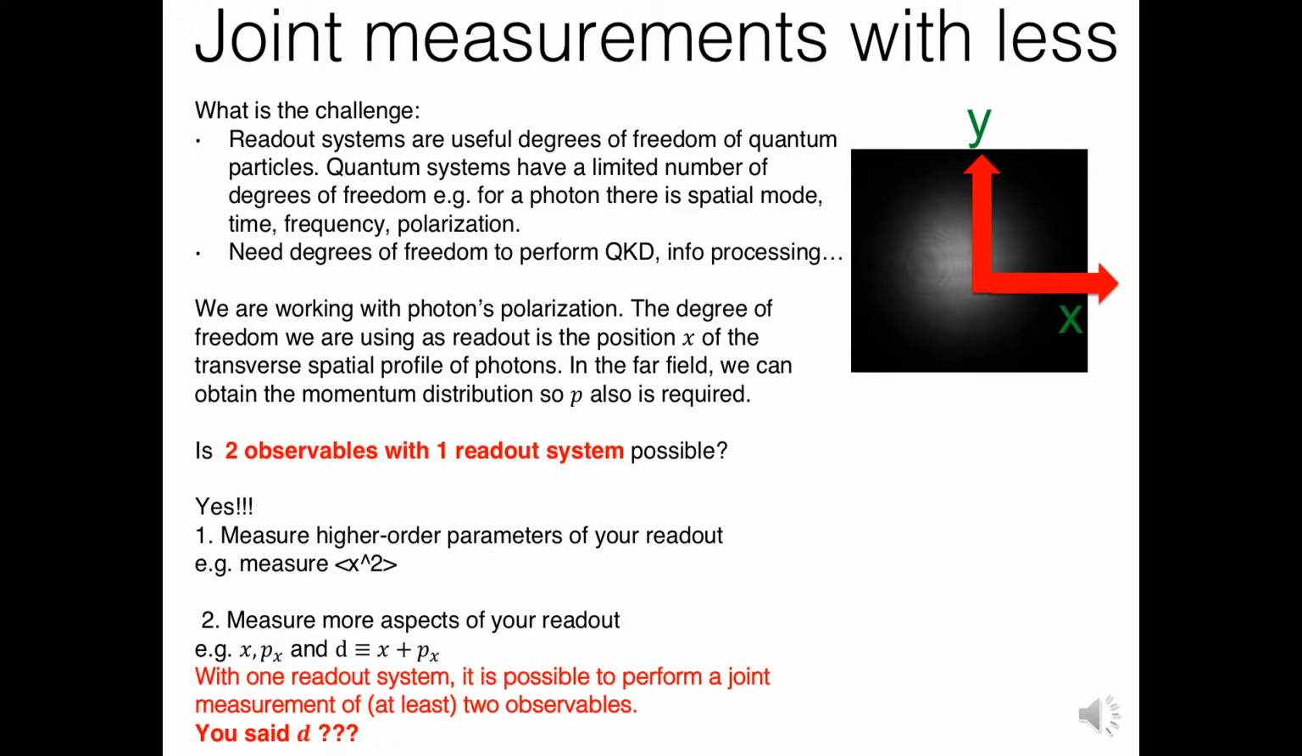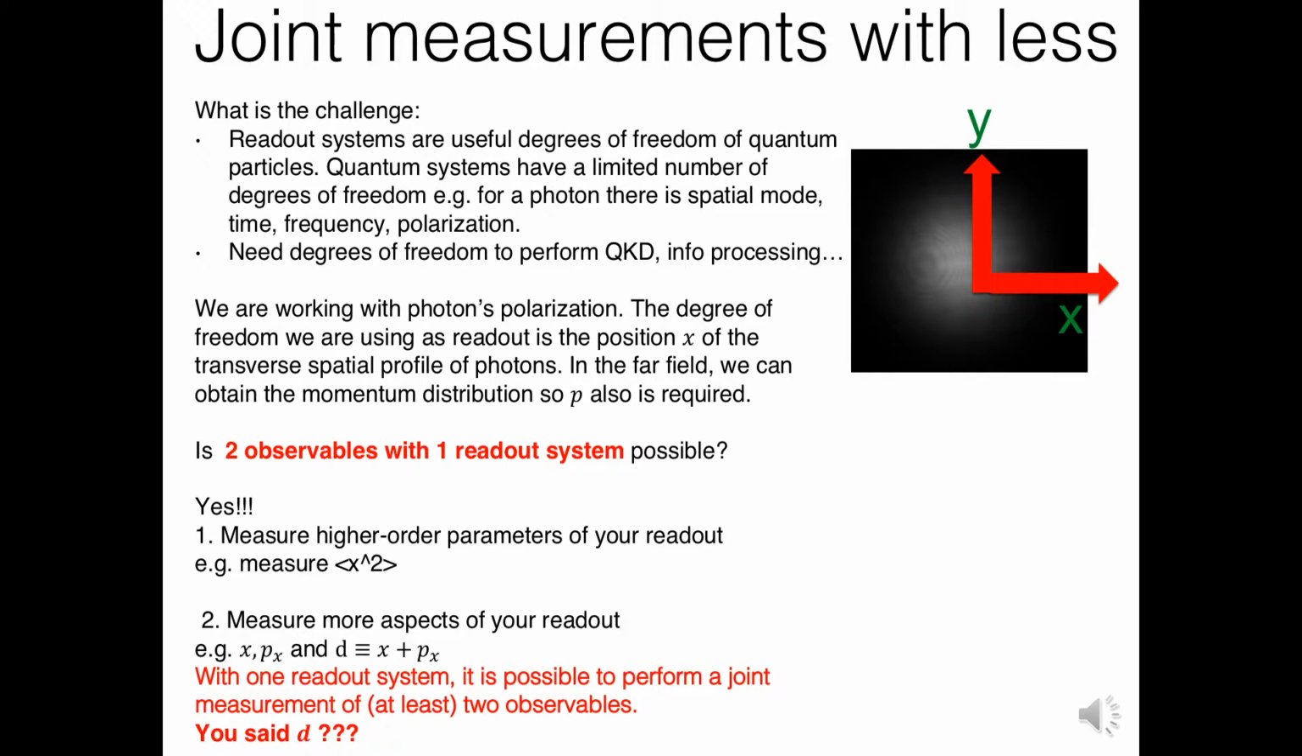And this is where our work enters. So we are working with photon polarization, and remember the degree of freedom we are using as the readout system is the spatial profile of the photons, which has two dimensions, x and y. So we will use only one of them, let's say x. By using lenses and looking at the far field of our beam, we can also see the momentum distribution, which is sometimes useful.